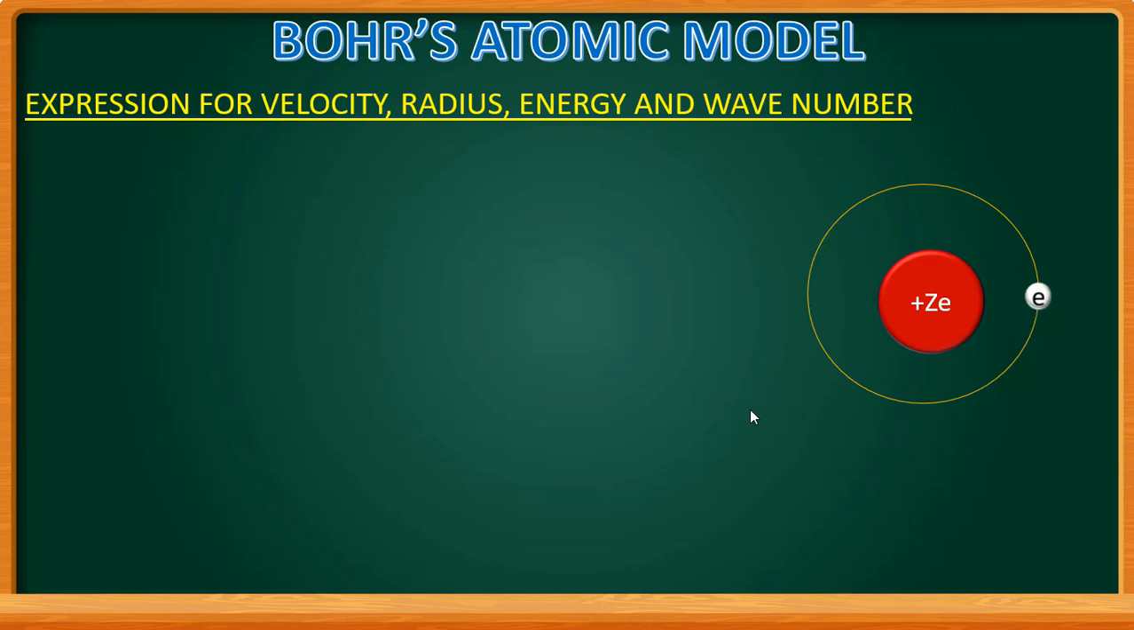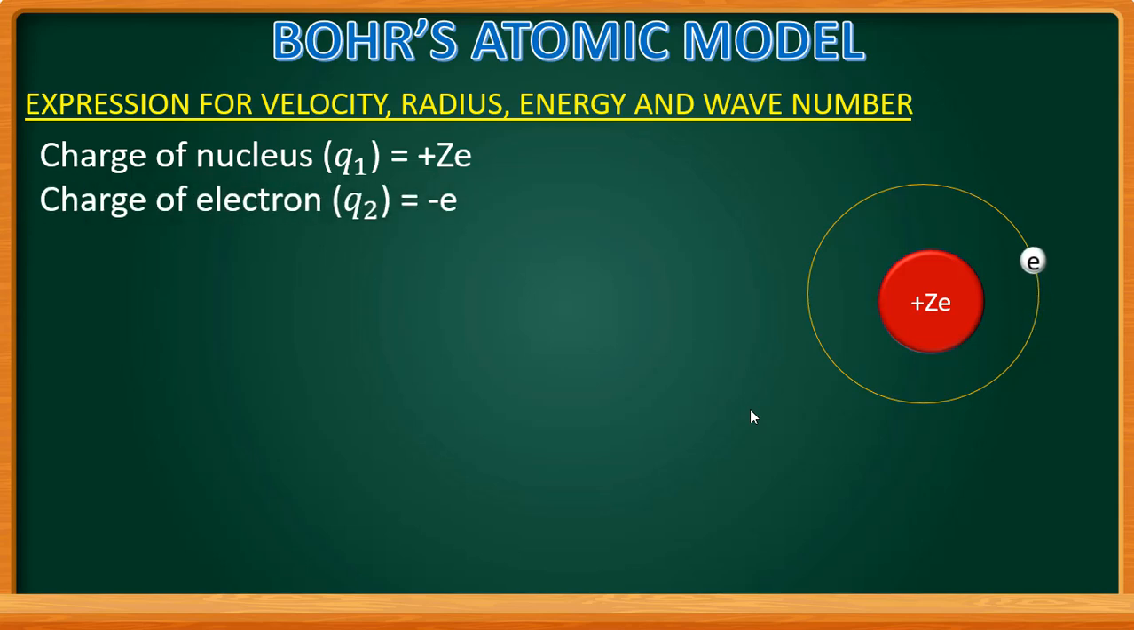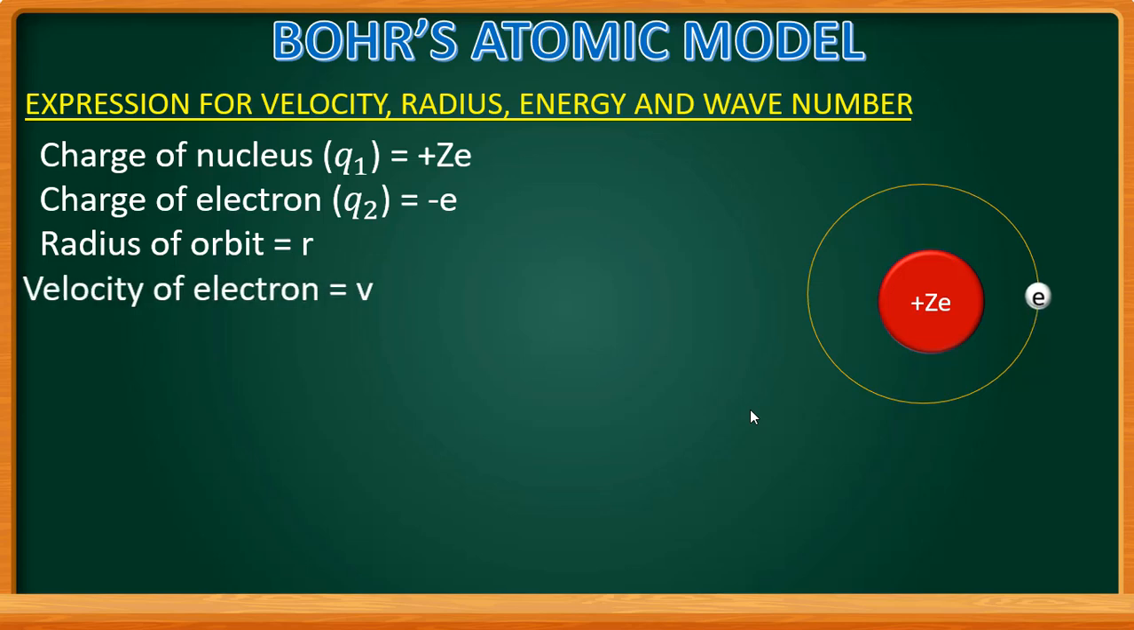As we know, inside the nucleus we have Z number of protons, and the charge of each proton is 1.6 into 10 power minus 19 coulomb. So here you can write the charge of the nucleus is plus Ze, and the charge of an electron is minus e, minus 1.6 into 10 power minus 19 coulomb. After that, the radius of the orbit in which the electron revolves is r, and the velocity of the electron let be v.